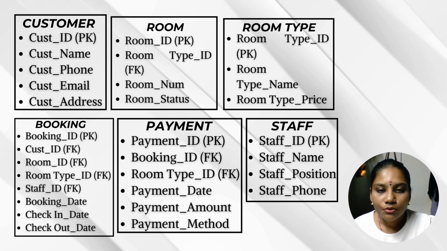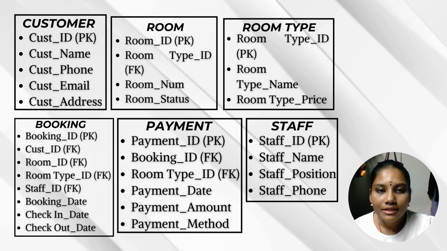The third entity is room type. The primary key for room type is room type ID and the attributes are room type name and room type price. The fourth entity is booking. The booking primary key is booking ID. The foreign keys for booking are customer ID, room type ID, and staff ID. The attributes for booking are booking date, check-in date, and check-out date.